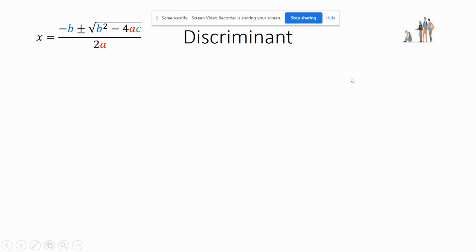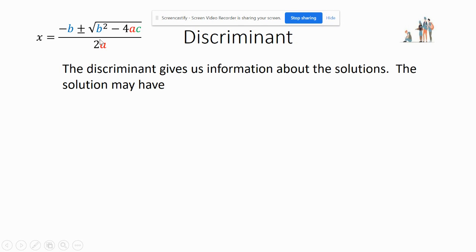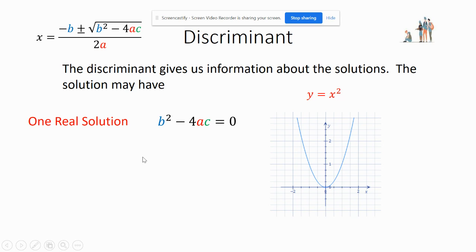Discriminant. All right. In the quadratic formula, the discriminant gives us information about the solutions we may have. We can have one real solution, and this occurs when the expression inside the square root, b squared minus 4ac, equals 0. Here's why. If these numbers evaluate to 0, what's the square root of 0? 0. So I'm not going to add anything to, in a sense, the axis of symmetry. I'm not going to add anything to this negative b, so I'm only going to have one real answer.